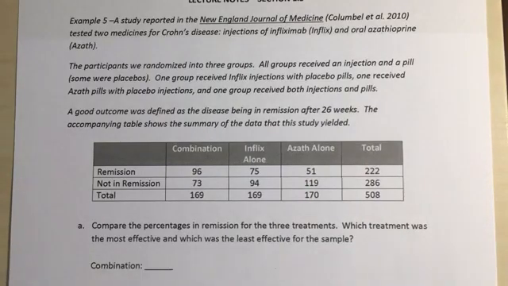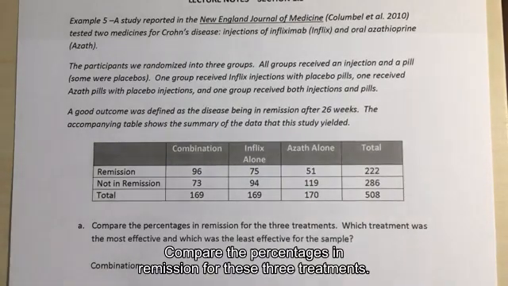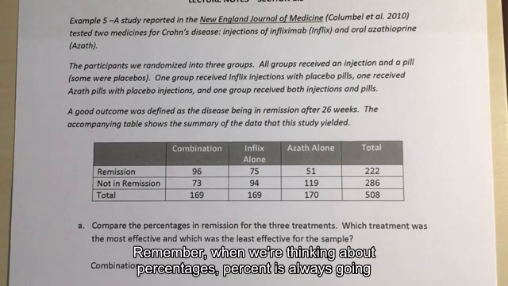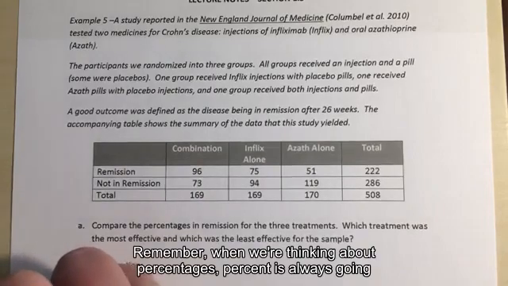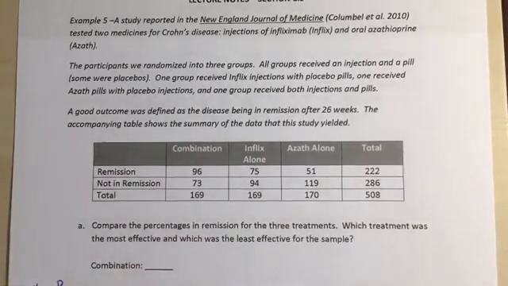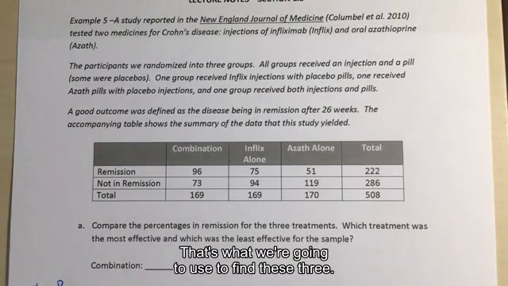All right, compare the percentages in remission for these three treatments. Which treatment was the most effective and which was the least effective in the sample? Remember, when we're thinking about percentages, right, percent is always going to be our part divided by our whole. So that's what we're going to use to find these three.